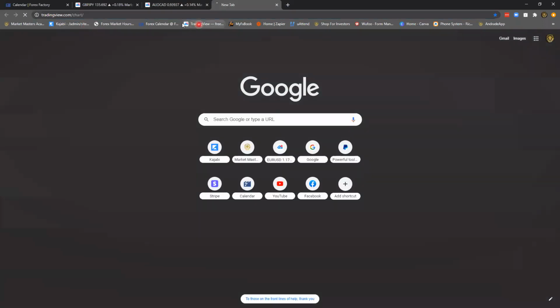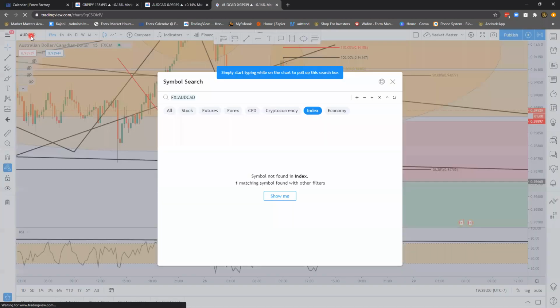Sure, this one's going to be there. I'll show you guys. Let's see if you guys want to see the Euro JPY trade that I called out that hit take profit 2, hit 120 pips. You guys want to see that?